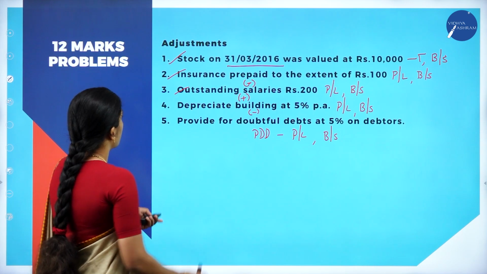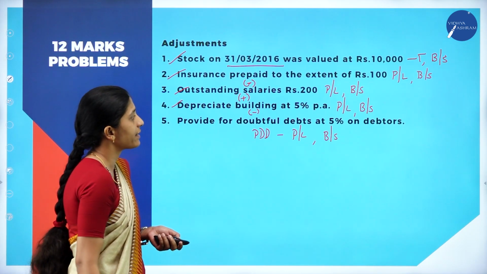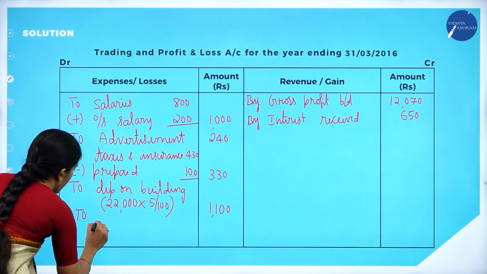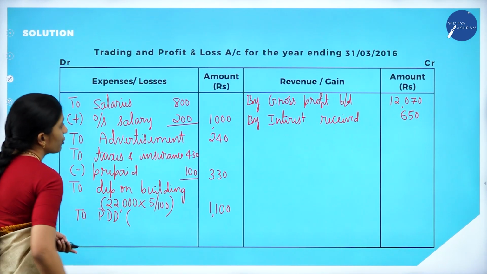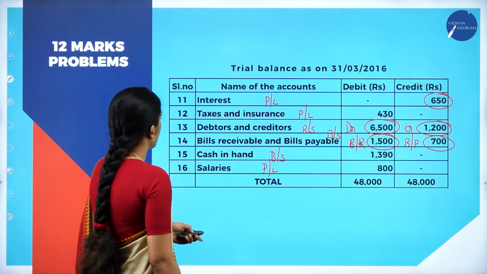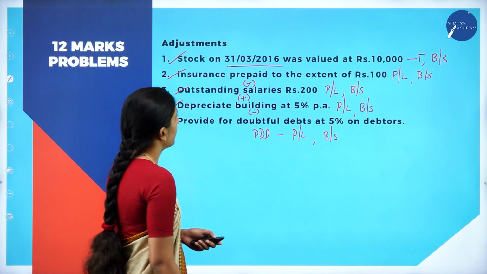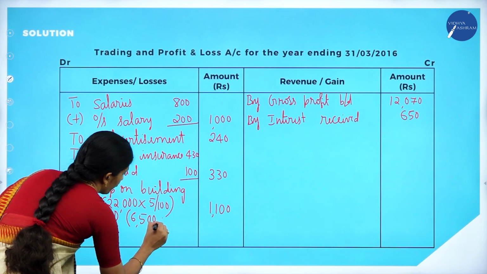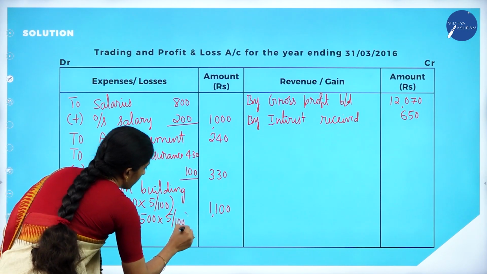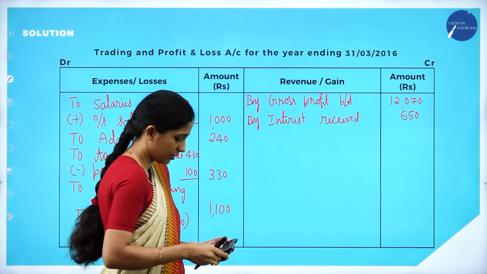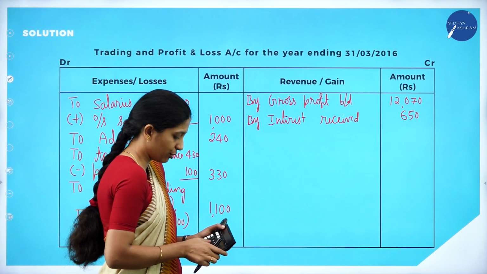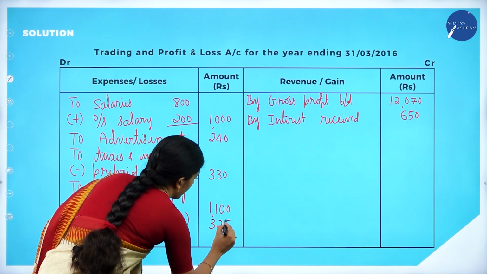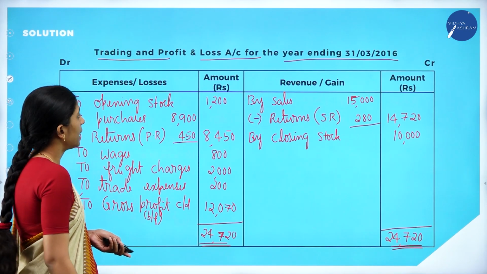1,100. Next, depreciation is done. To provide for doubtful debts at 5% on debtors, you will write 2 PDD, provision for doubtful debts, 5% on debtors. So what is the value of debtors? Debtors is 6,500 into 5%, which gives 325. So we have recorded all other items.